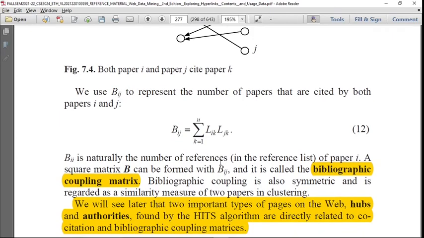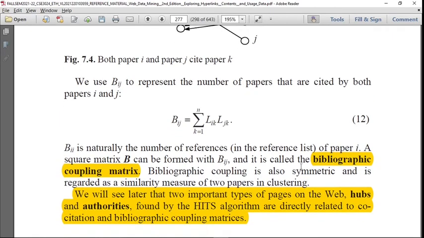The bibliographic coupling matrix is also a symmetric matrix. The co-citation matrix is also a symmetric matrix, and it is used as a similarity measure of two papers in clustering. So these two concepts are there, slightly different concepts.